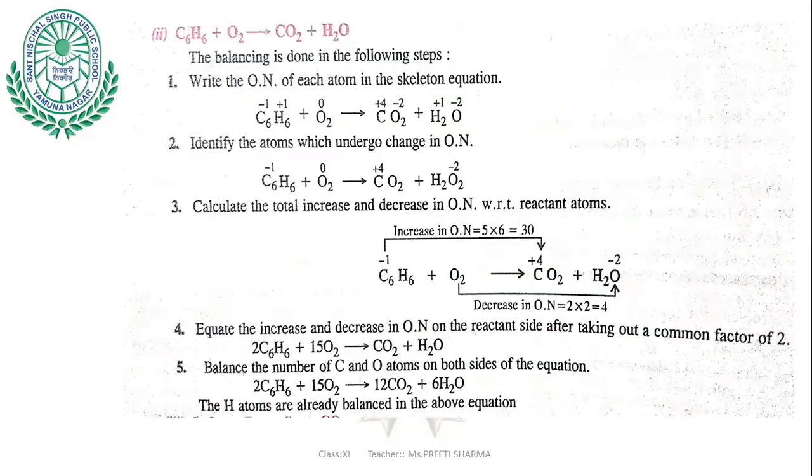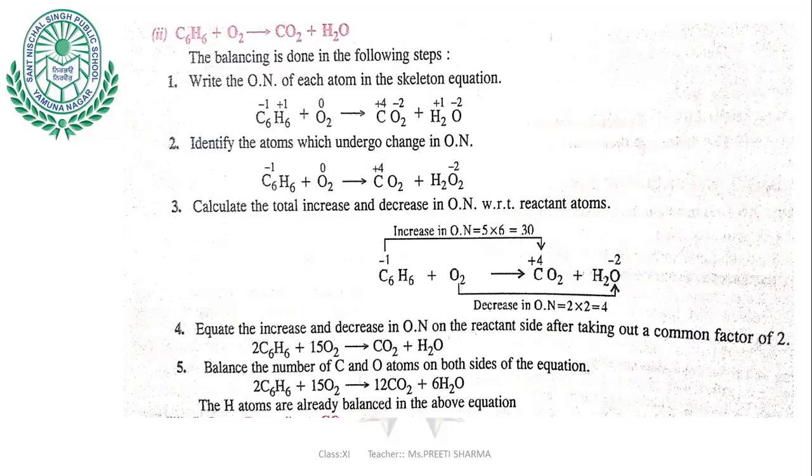The first example is C6H6 plus O2 gives you CO2 and water. So the first step is to write down the skeleton equation, already written. The second, you have to find out the oxidation number. It means the charge on each atom, right? You will not write here +4 charge on carbon atom because carbon is present with hydrogen. It has a different charge. We know the charge of hydrogen. We'll write here +1 and you have to find out the charge of carbon by using x.